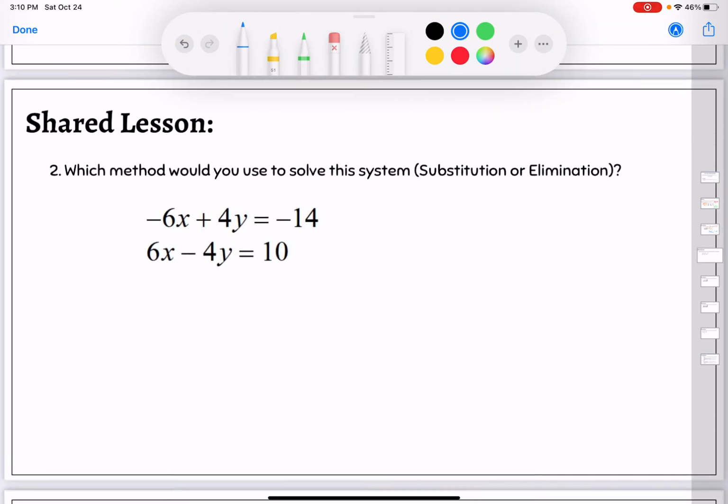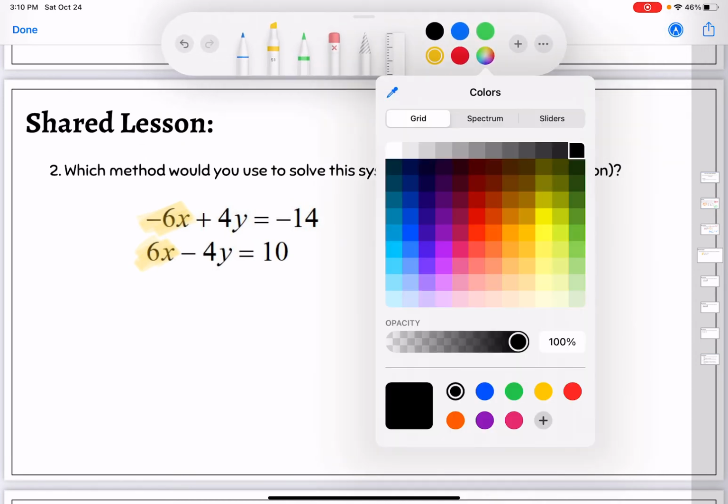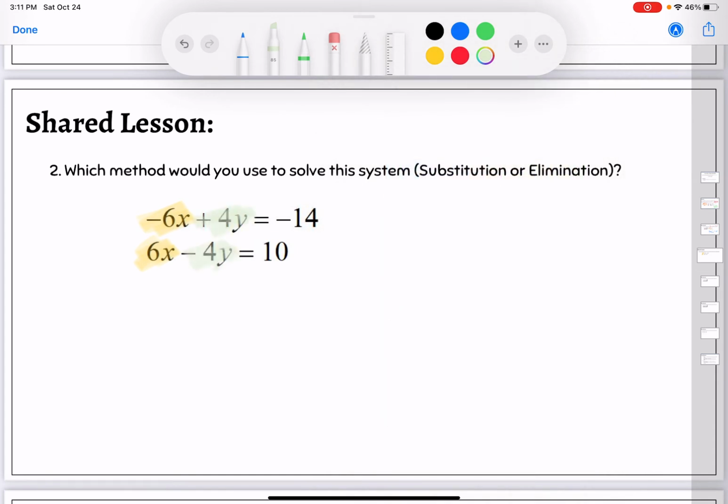Which method would you use to solve this one? Substitution or elimination? -6x plus 4y equals -14. 6x minus 4y equals 10. Oh man, I hope that you are seeing the opposites. In fact, I have opposites in the x, but I also have opposites in the y's. Positive 4y and negative 4y, those are opposites too. Holy cow. So we definitely would want to use elimination on this one.